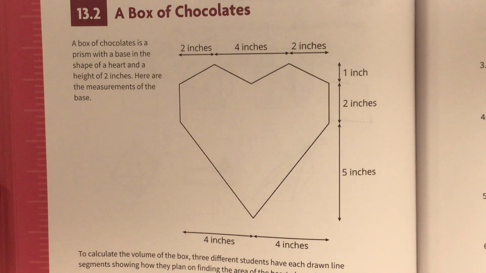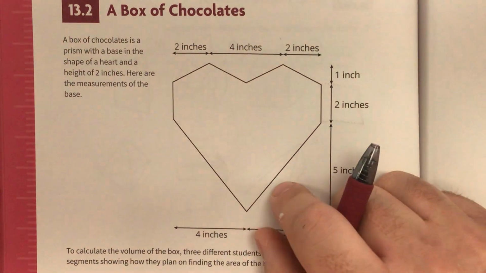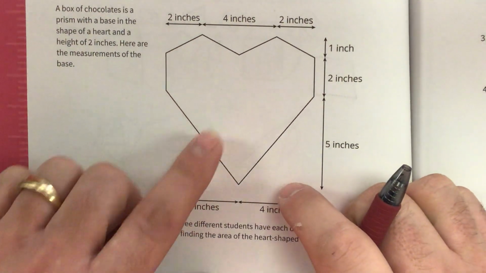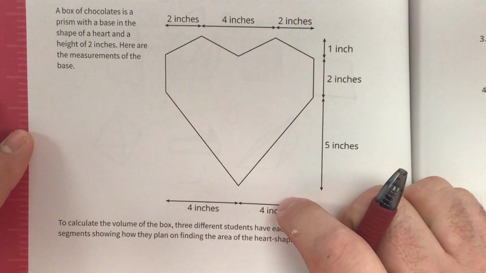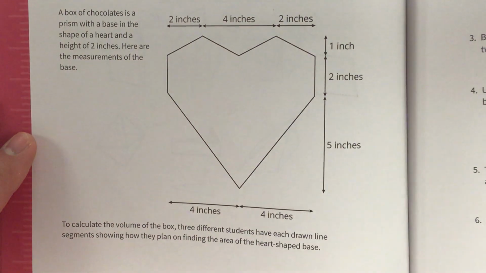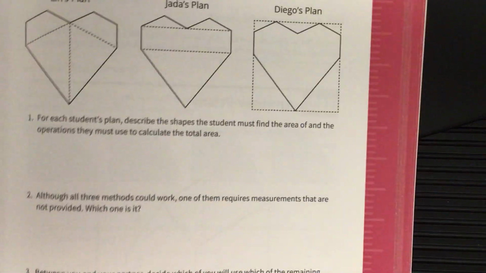All right, so remember, volume would be area of the base times the height. So we got to figure out the area of this heart box. And then it comes out 2 inches high. That would be volume then, area of the base times the height. And 3 different students had ideas. They're on the next page.